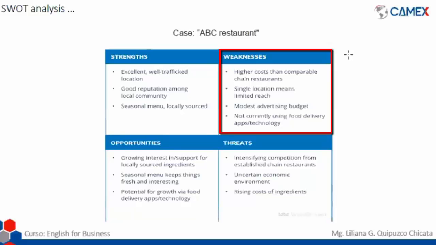Another would be a single location, which means a limited reach. If we only have one restaurant, it means just one location. It would mean that maybe we'll have just a reach of 50 people or 100 people, so it will be limited. Then if we have maybe 3 or 4 locations, that will mean that we can get 4 times the quantity of people to eat in our restaurant.